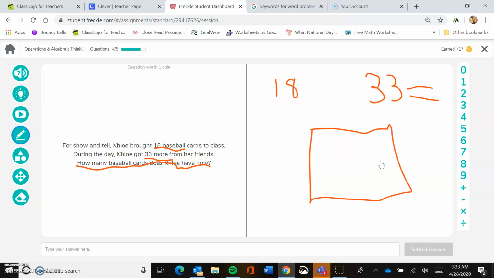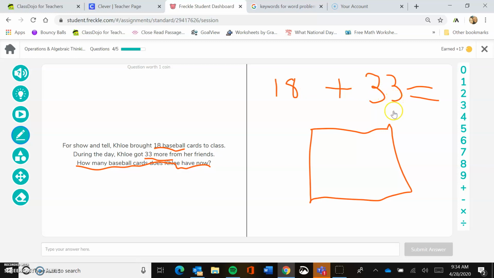Well, it's the same thing. Imagine you're Chloe. Imagine you bring your baseball cards or your Pokemon cards or whatever to school for show and tell, and you have 18 of them. And then you got 33 more from your friends. How many baseball cards does Chloe have now? What do you need to do with these numbers to figure that out? So are you losing cards if you started with 18 and then you got 33 more? No, you're gaining cards. You're adding cards to your collection. So we would need to add these numbers.